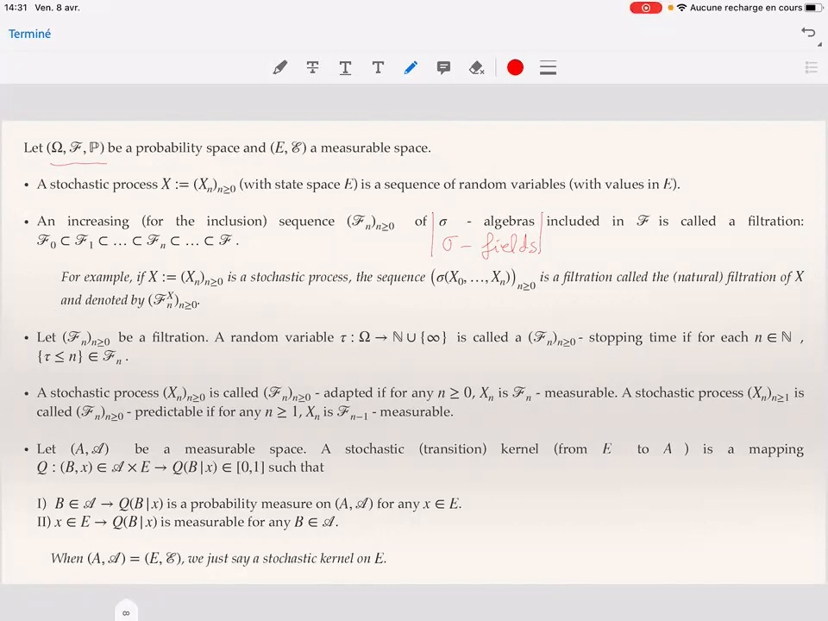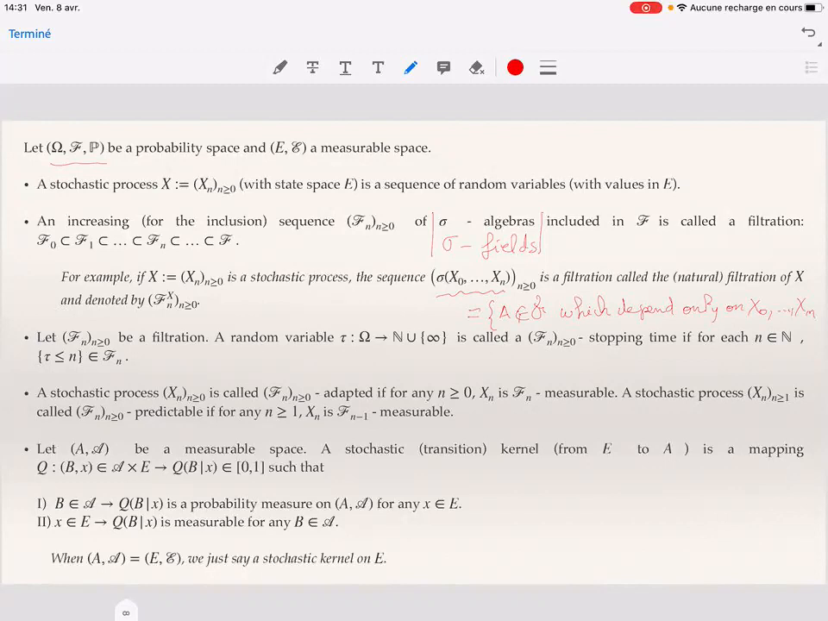Okay, and then the natural filtration is a sigma field, which is generated by the sequence of random variables until time n. So sigma of X0, ..., Xn, the sigma field generated by the random variables X0, ..., Xn, which is, if you prefer, the set of events A in F which depend only on X0, ..., Xn.